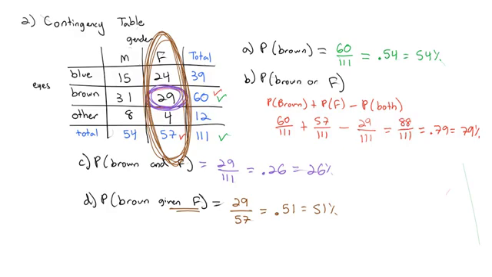So the contingency table is really nice to help us organize our data and pull these various probabilities off of the chart. There's another nice visual way to look at probabilities, and that is using what is called the Venn diagram. The Venn diagram shows numbers in overlapping circles.